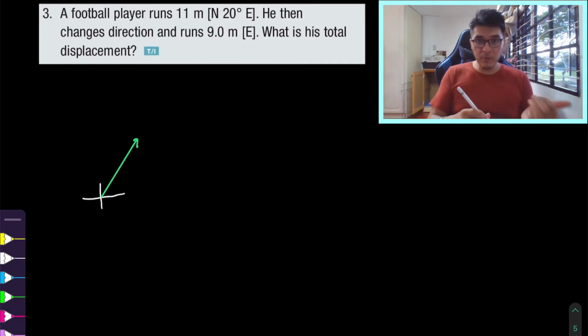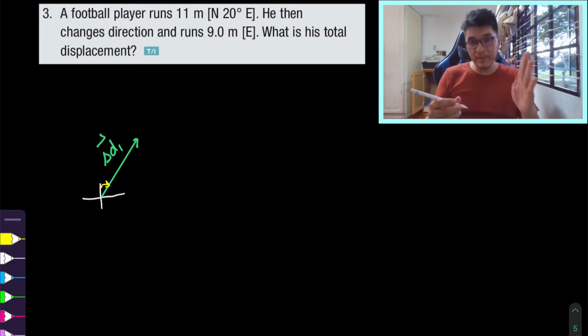And again, when you have more than one displacement, you want to first label it as delta D1 for your first displacement. And this time the angle was from north, rotating 20 degrees east. So that's why I'm putting the angle there. Which is why I like to put the small coordinate system, so that way you're able to label directions easily.